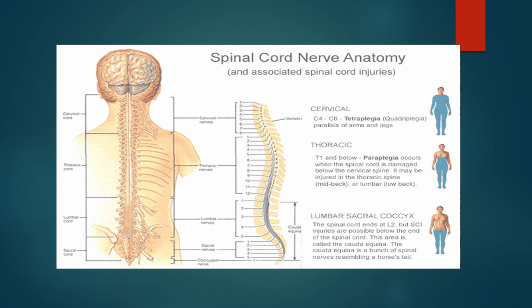The spinal cord ends at L2, but spinal cord injuries are possible below the end of the spinal cord. This area is called the cauda equina. The cauda equina is a bundle of spinal nerves resembling a horse tail. Okay.